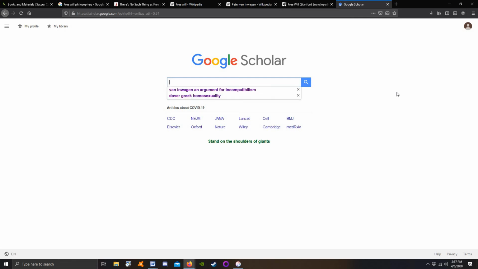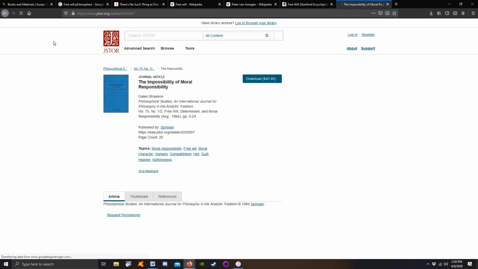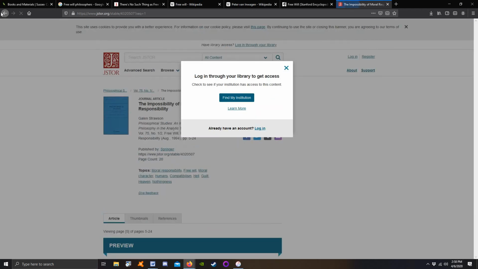Let's type in Galen Strawson Impossibility and see what... Oh, there it is. Literally the first thing that comes up is the article we were looking for. All we had to do was give it the name and the author, and we've got it. Here is the citation, but even more important, you'll notice there's the PDF. It's right there. All we have to do is click on it, and we will be able to download the entire article. Yes, thank you, JSTOR.